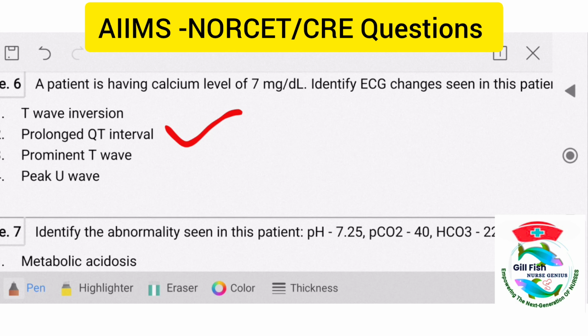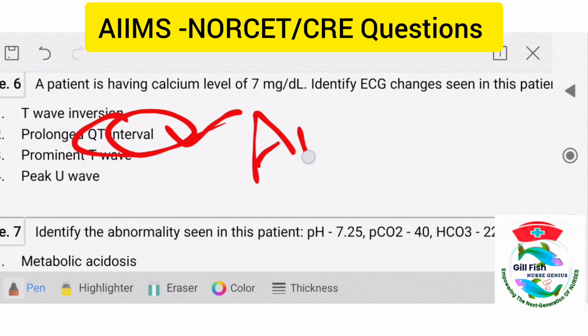We will get a prolonged QT interval. So that will be the correct answer for this.